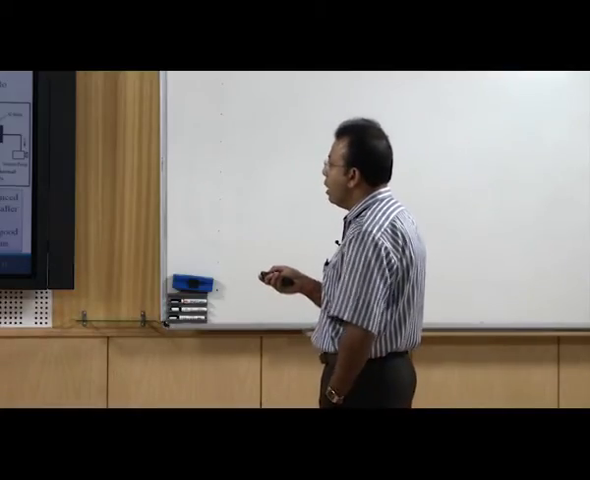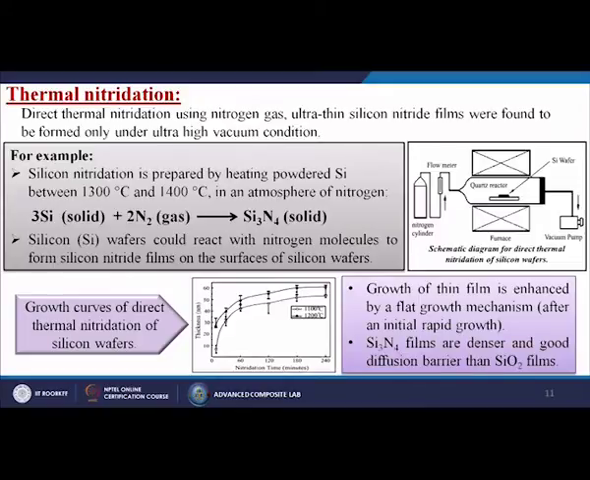So, how are we doing it? We are taking silicon, and nitridation is prepared by heating powdered silicon between 1300 degree centigrade and 1400 degree centigrade in an atmosphere of nitrogen. Here we are replacing the oxygen gas and the hydrogen gas, and we are introducing nitrogen gas. That is why this process is known as the thermal nitridation process. So, here we are taking silicon with nitrogen and forming silicon nitride materials. Silicon wafers could react with nitrogen molecules to form silicon nitride films on the surface of silicon wafers.